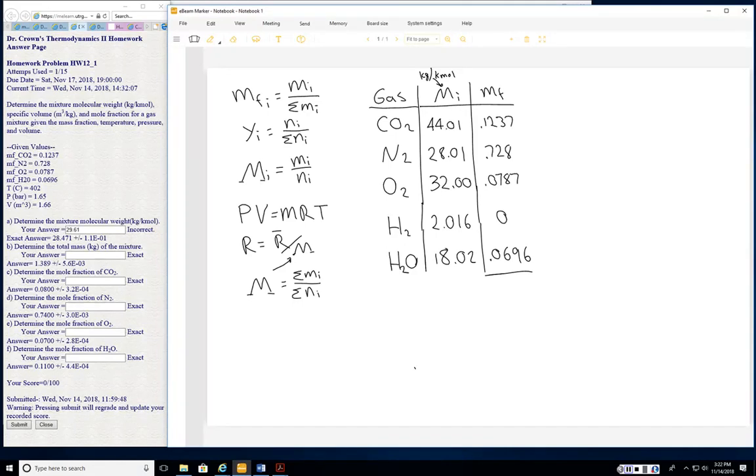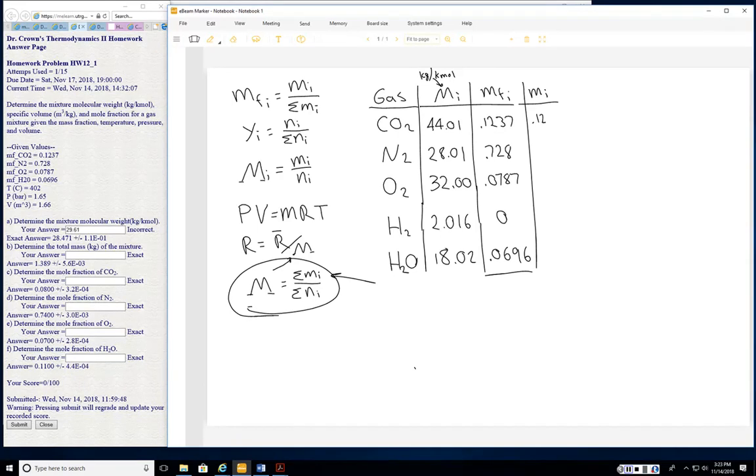All right, so what we're after is first the mixture molecular weight, which is this term right here. So we have mass fractions, not mass. So we're going to have to figure out a way to, if we want to use this expression, come up with a total mass. So one approach is to consider that the mass of each component is the same as the mass fraction.